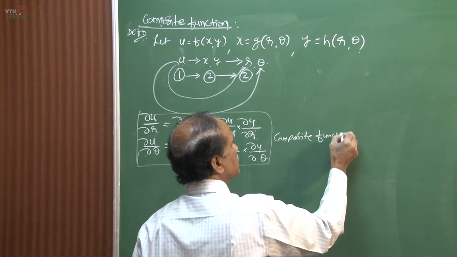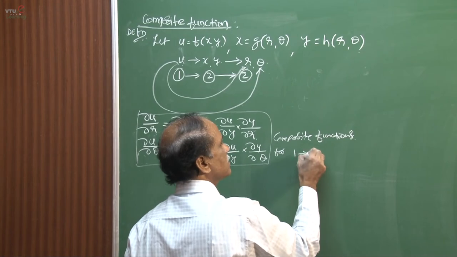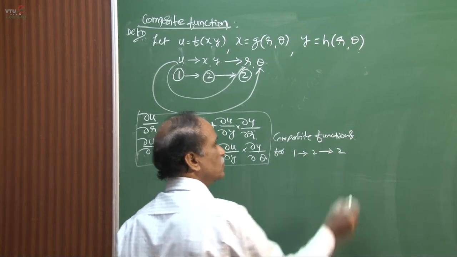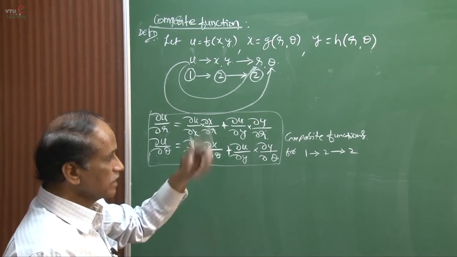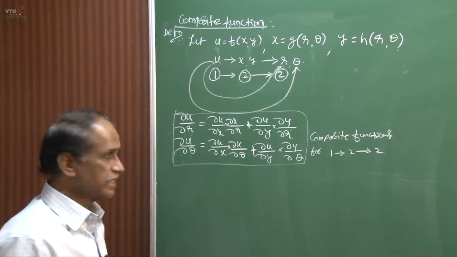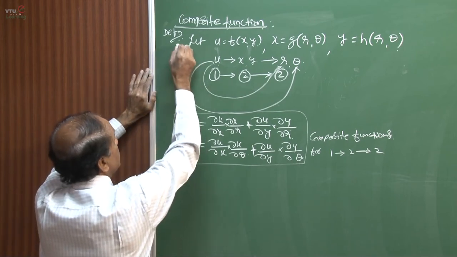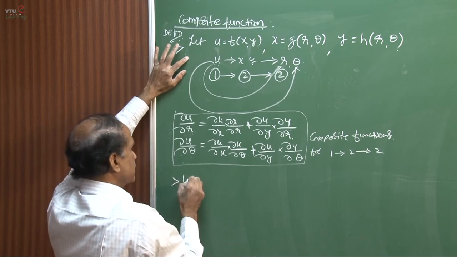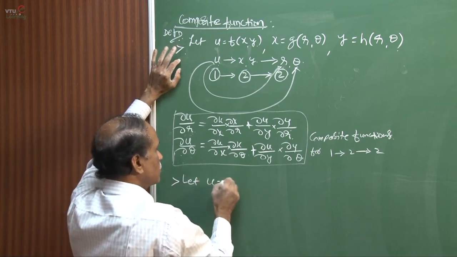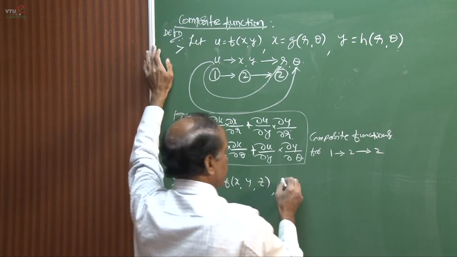Composite functions. Composite functions for 1 connected to 2, connected to 2. Now I will write 1 connected to 3, and 3 connected to 2 or 3, like that. Okay, then this is case number 1. Next, case number 2: let u equal to f of x, y, z.